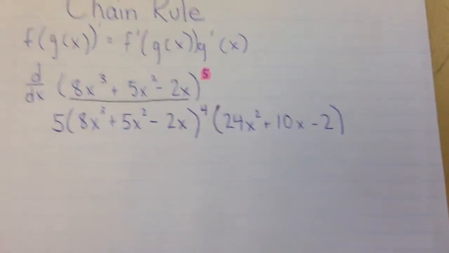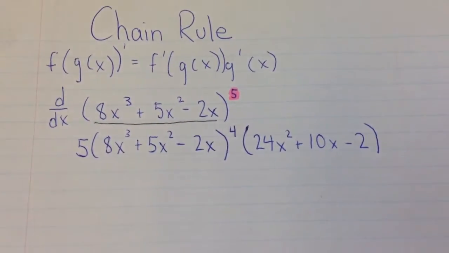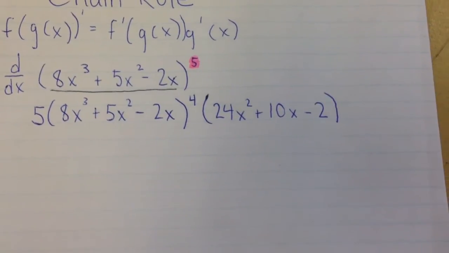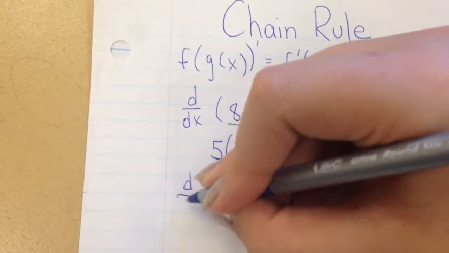So there we have our chain rule for this example, and this is how we would leave it if we didn't need to simplify it. This is what it would look like. And so we can do one more example just to make sure we know what we're doing.